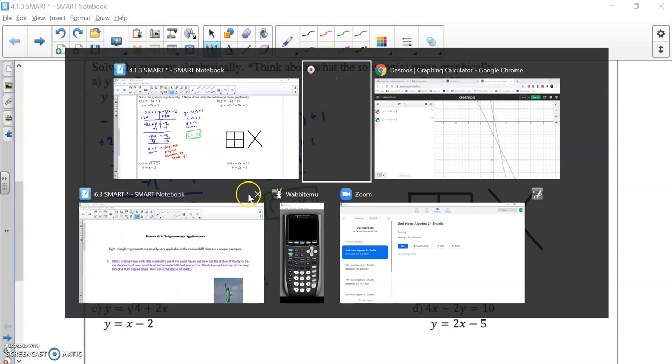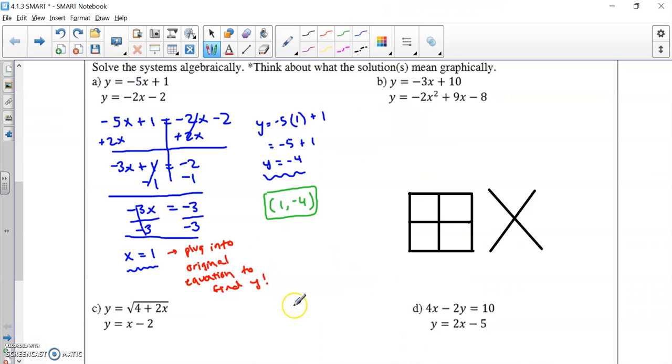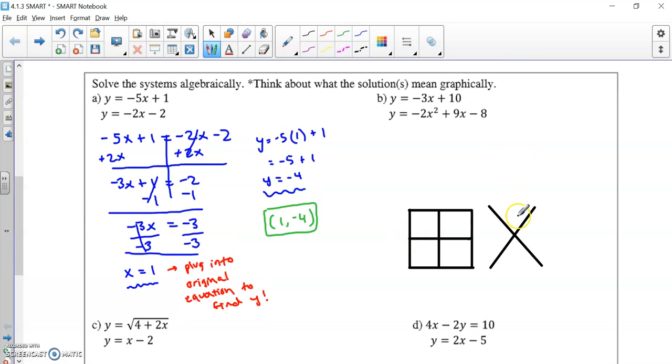And if we were to go on Desmos and graph these two equations, which I've already done for us, you would see that indeed we have an intersection point at 1, negative 4. Okay? All right, on to the next problem.